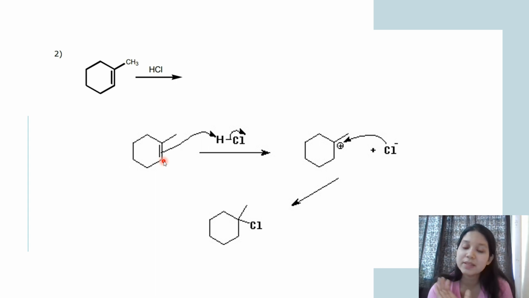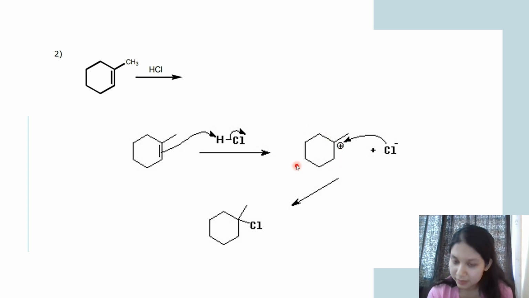A primary carbocation is less stable than a secondary carbocation, which is less stable than a tertiary carbocation. If you had gotten a carbocation here, that would have been a secondary one, whereas in the product what you are getting is a tertiary one. So definitely the tertiary carbocation will be more stable than the secondary one, so you get this one preferably.